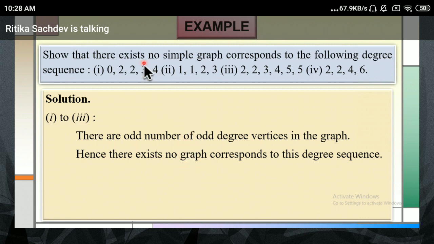Or the other way is to just find out how many vertices have odd degree. If that comes to be even, you're done, we will see what is to be done. But if it is odd, we simply say the graph does not exist.